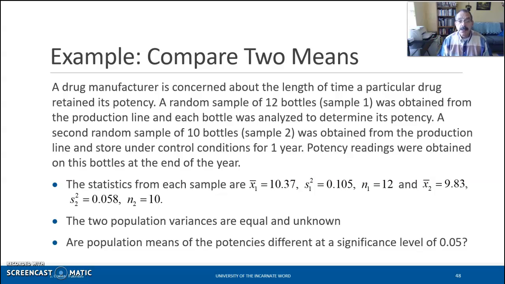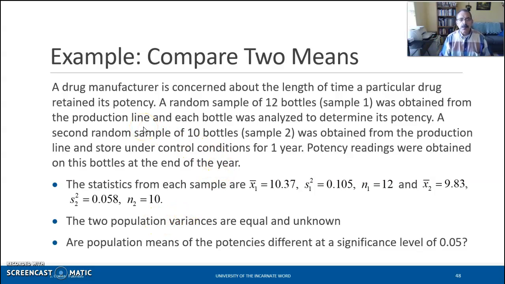This is section 6 of the module 9 lecture, and in this case we're going to look at an example where we compare the means of two independent populations where these populations have variances that are equal, but the variances themselves are unknown. This is the same example that we used earlier on, where we compare the variances of two independent populations.